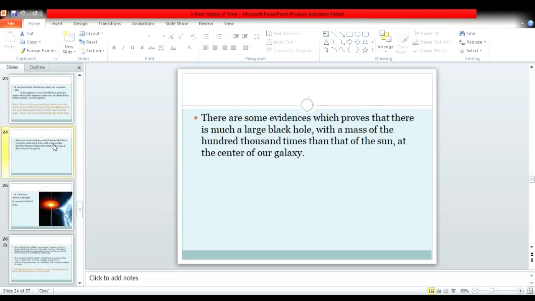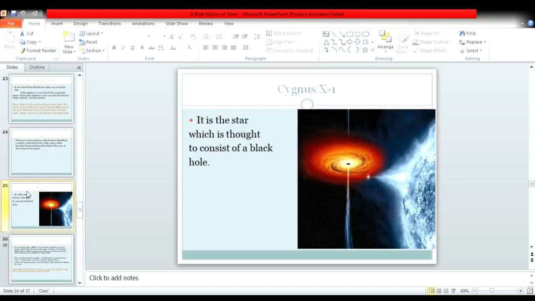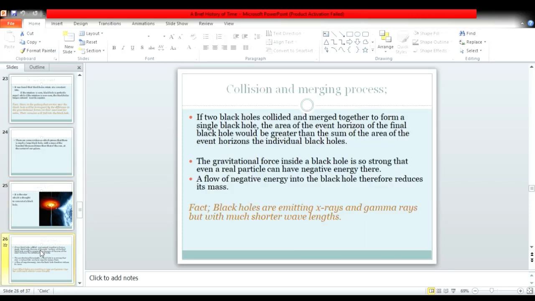There is some evidence which proves that there is a much larger black hole, with a mass 100,000 times that of the Sun, at the center of our galaxy. Cygnus X-1 is a star which is thought to consist of a black hole. See, this is the point where the black hole is thought to be located. Now let's talk about the collisions and merging process.